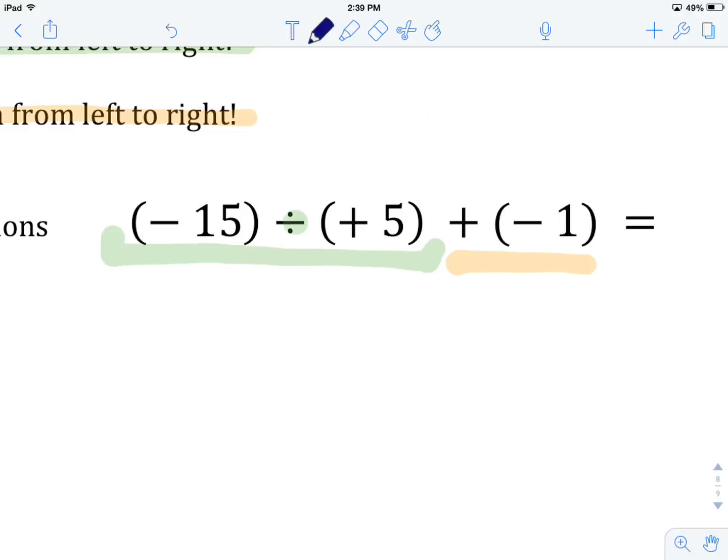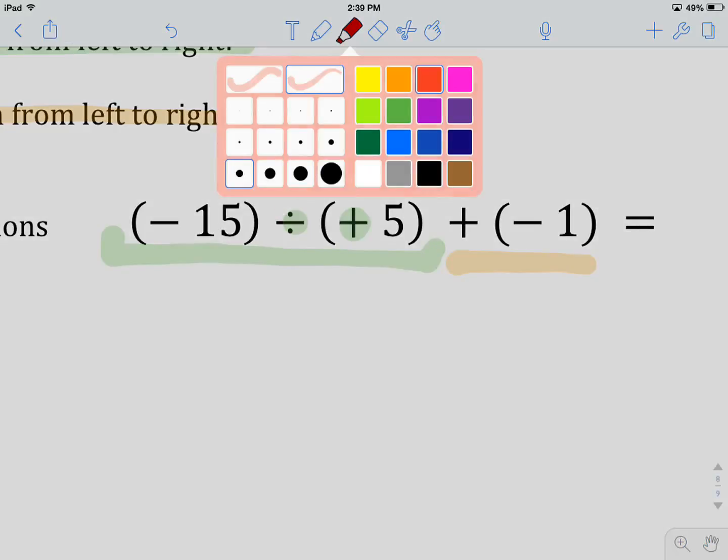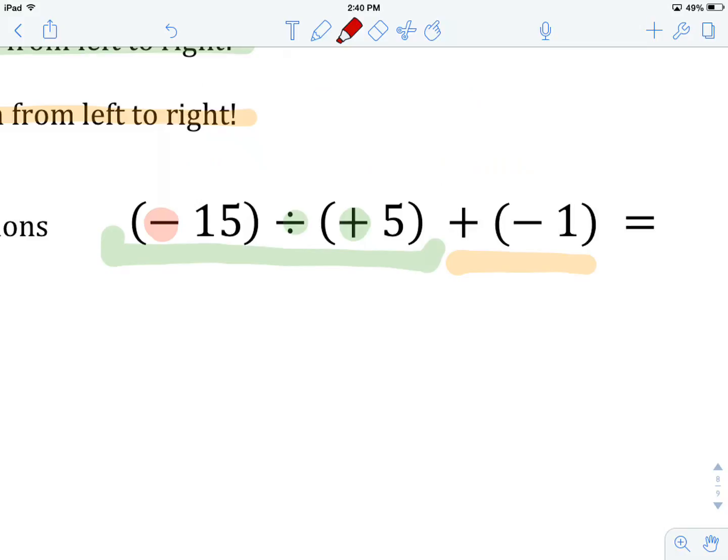So I have negative 15 divided by positive 5. I notice right off the bat that I have a negative integer being divided by a positive integer. So those are different signs. That tells me that my quotient, my answer, is going to be negative. And negative 15 divided by positive 5 is negative 3. Now I'm going to put that in brackets because that's how we've been using our integers. And then I'm going to write out the stuff that we didn't use from the last line, which is plus bracket negative 1. So there it is.